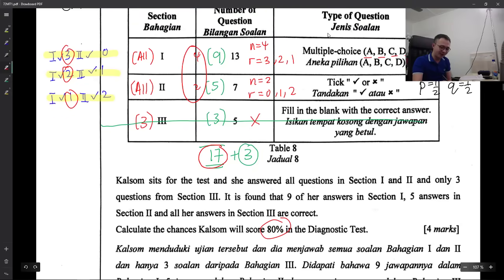This one only tick and cross, right? Only correct or wrong. So it's 50%, right? The chance of answering correctly is 50%. So it's 1/2.